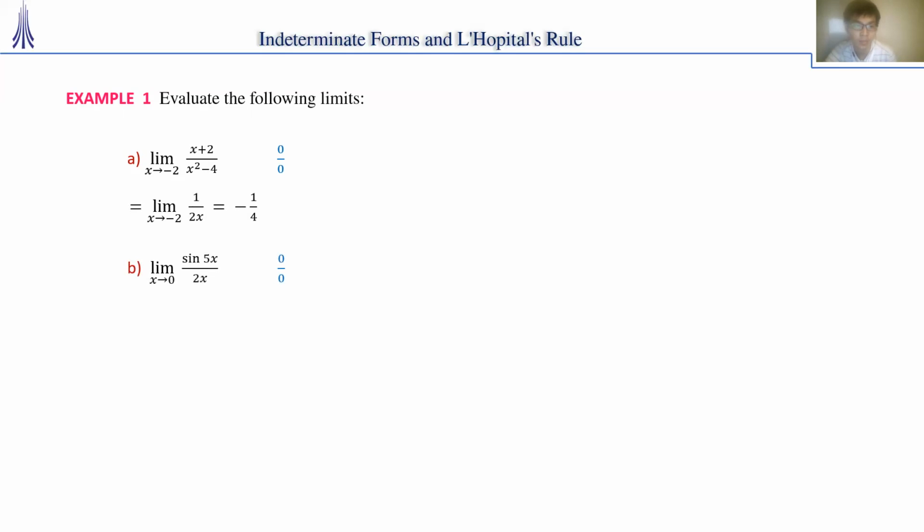Another example is the limit as x approaches 0 of sine of pi x over 2x. So we differentiate the numerator and denominator, and we get pi times cosine of pi x over 2. So the answer is pi over 2.